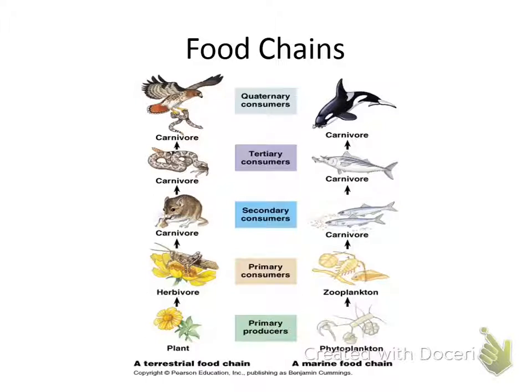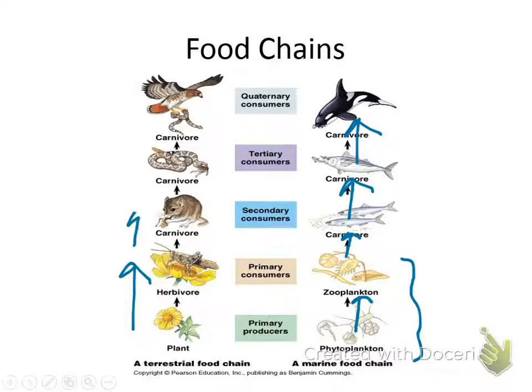Okay, and so here's a food chain where you can take a second to look at this. The zooplankton eats the phytoplankton. So the energy goes from the phytoplankton to the zooplankton, which goes to the carnivore, which goes to this other carnivore, which goes to the next one, right? And so you can see the little grasshopper eats the sunflower, and then the mouse eats the grasshopper, and then the snake eats the mouse, and then the bird eats the snake.